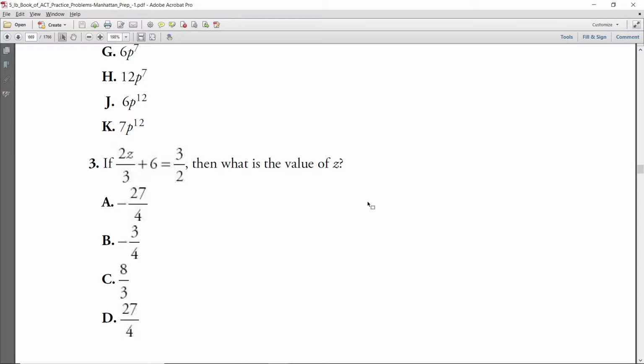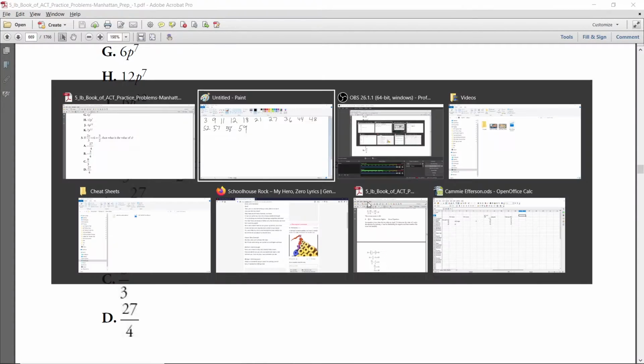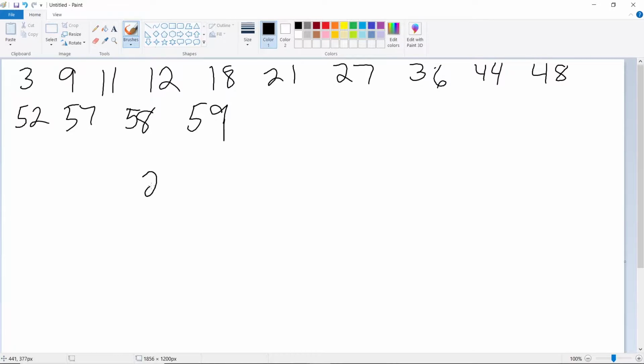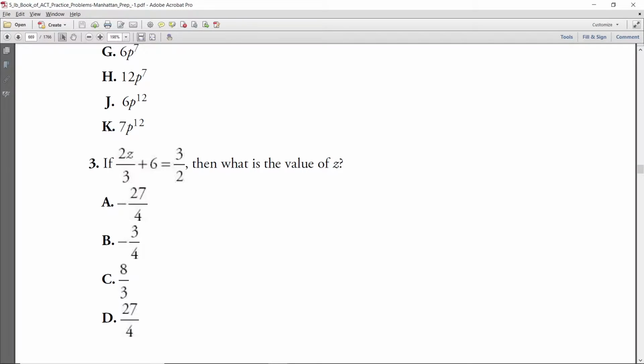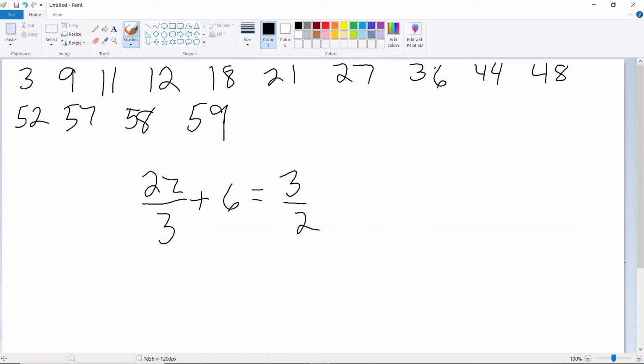2z over 3 plus 6 equals 3 over 2. Then what is the value of z? 2z over 3 plus 6 equals 3 halves. What is the value of z? You might be wise to use your calculator here to put all these numbers in decimal form. It might make it easier.